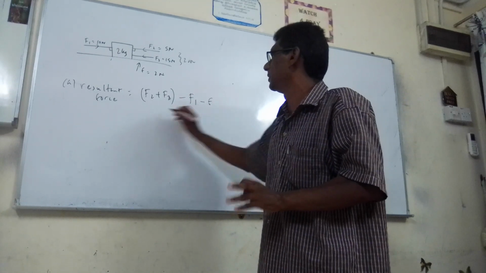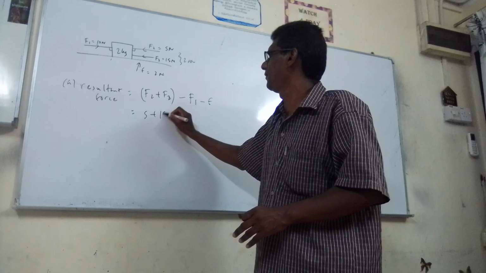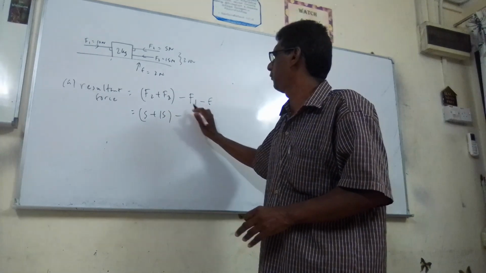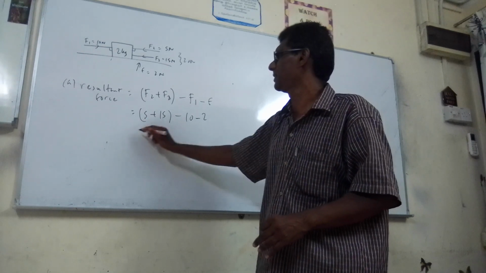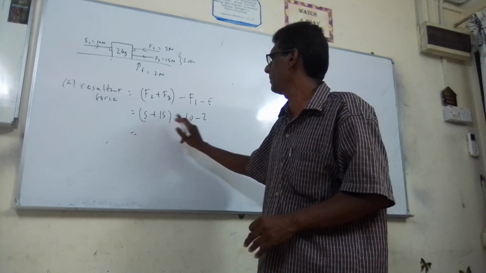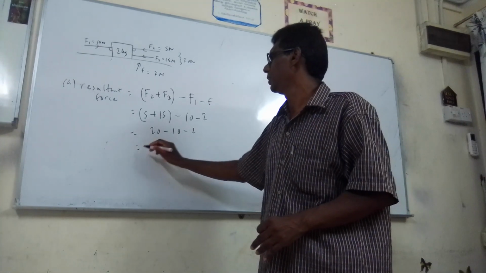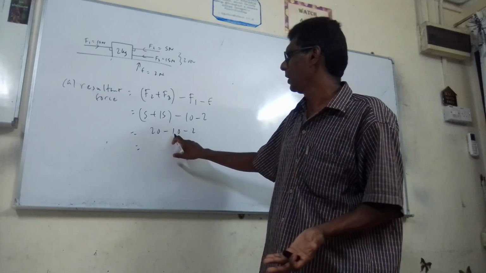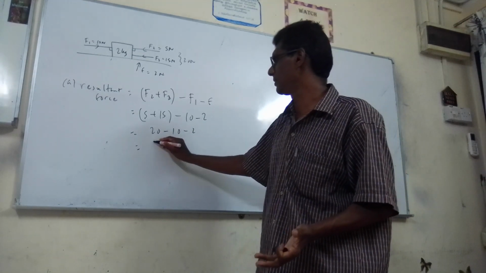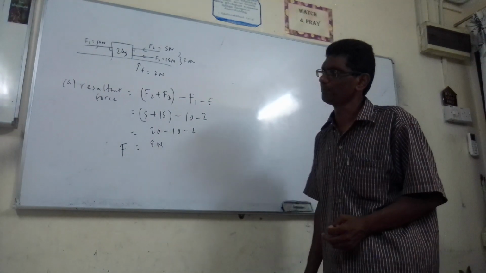So F2 and F3 is 5 plus 15. F1 is 10 and the friction equals 2 Newton. So 5 plus 15 is 20, 20 minus 10, minus 2. So 20 minus 10 equals 10, minus 2 is 8 Newton. So the resultant force is 8 Newton.